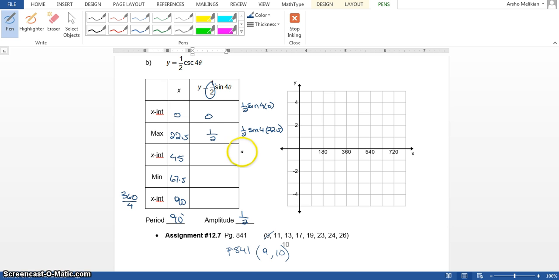Here we have half sine 4 times 45 is 180. So half sine 180. What's sine of 180? 0. Half sine 4 times 67.5. It's half sine 270. And it is negative a half. And here we have half sine 4 times 90, which is 360, so it's 0.